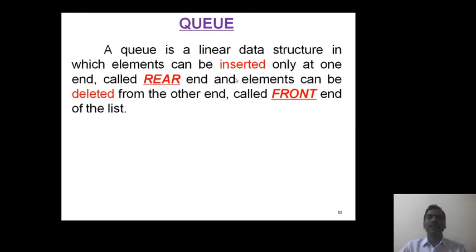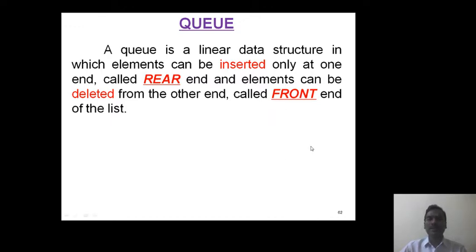In this session, we will discuss the queue data structure. A queue is a linear data structure in which an element can be inserted only at one end called the rear end, and elements can be deleted from the other end called the front end of the list.